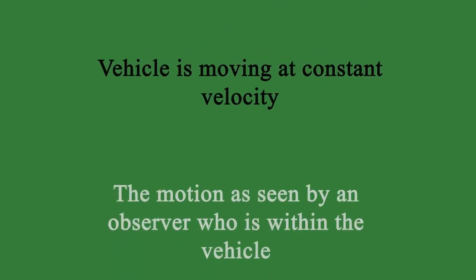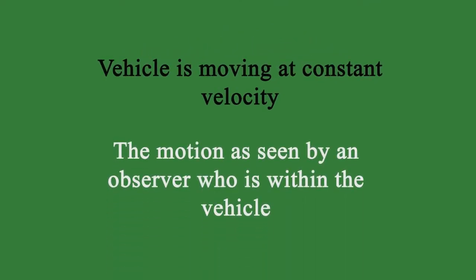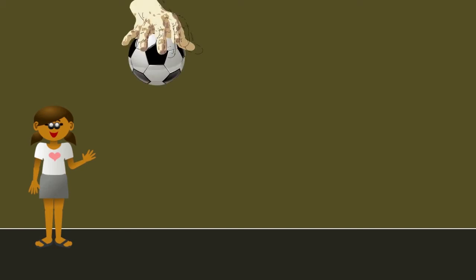Now, consider a ball being released within a truck which is moving at constant velocity. First, we will analyze how the motion appears to an observer within the truck. Initially, a person is holding the ball. The person is moving within the truck.